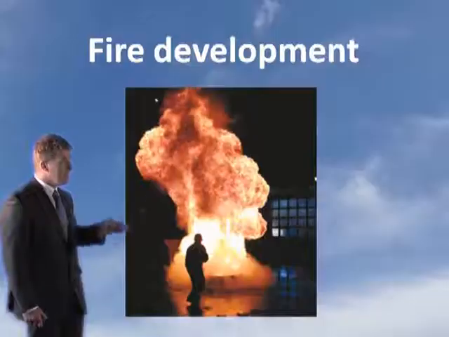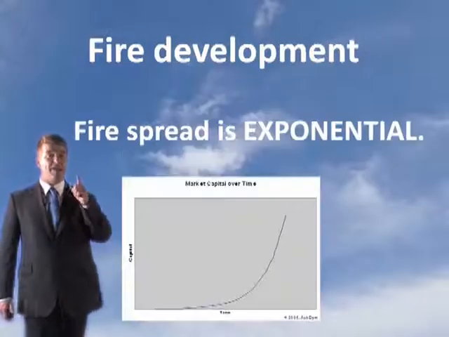How does a fire spread in and around buildings? Let's have a look. Well, first of all, fire spread is exponential. What does that mean? Well, it's a chemical reaction. What it means is, after double the time, the fire will not be double the size, it will be 4 times the size. After 3 times the time, it will not be 3 times as big, it will be 9 times as big.